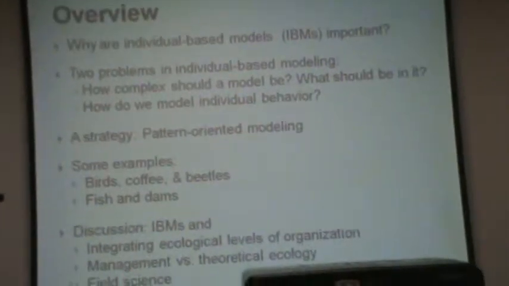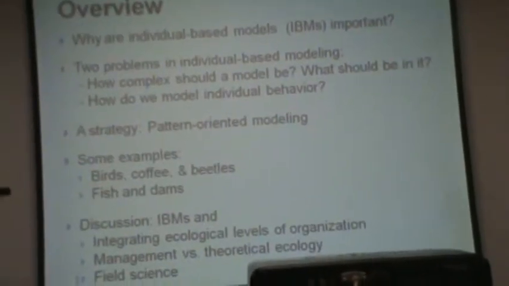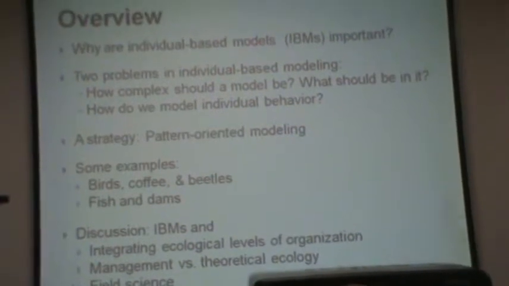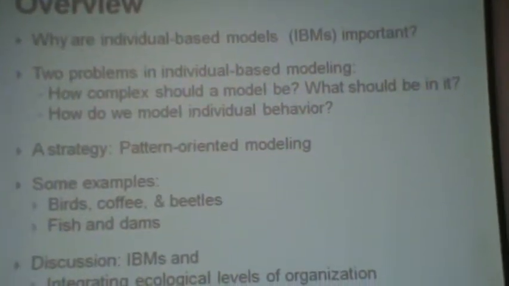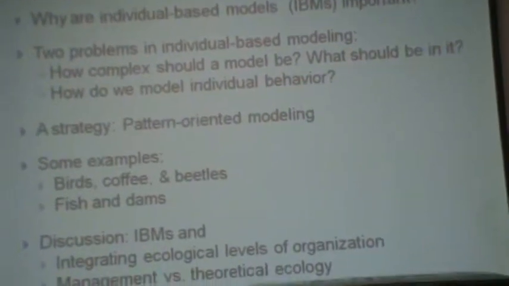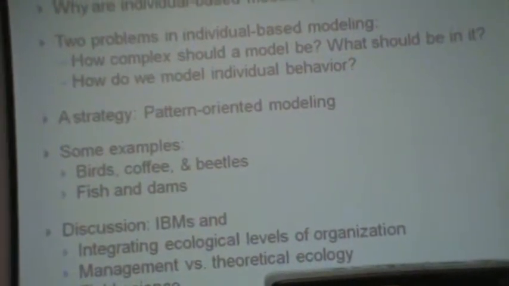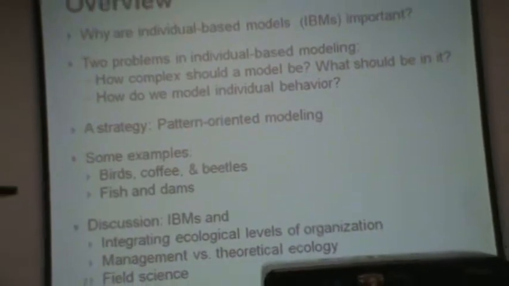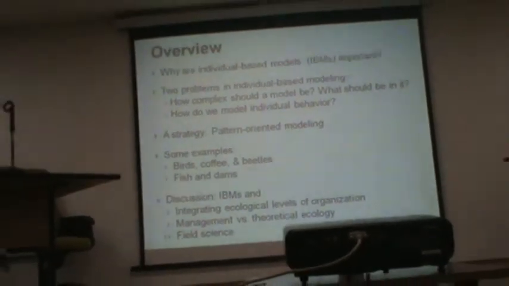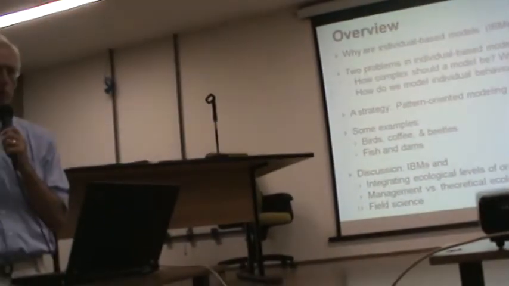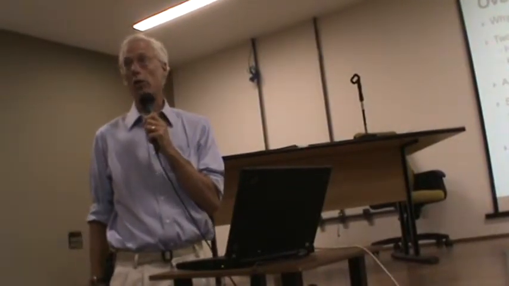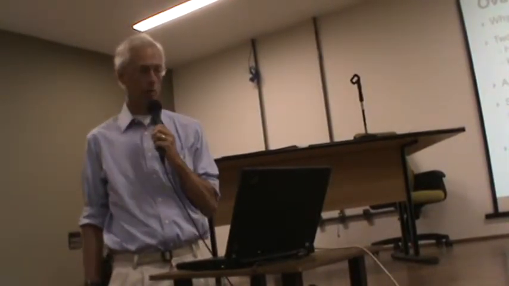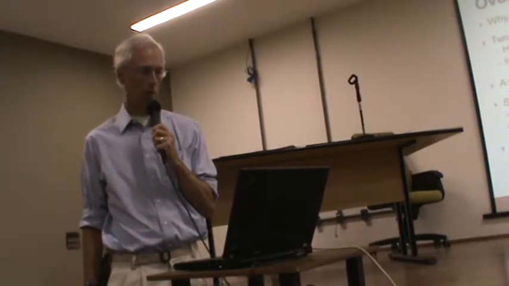All right, the two problems I'm going to talk about are, first, how complex should a model be? So if we're going to build an individual-based model, what should be in it? The second problem is how do we model individual behavior? So the most important thing about an individual-based model is that we model the behavior of the individuals, so how do we do that? And the strategy for making those decisions that I'm talking about is called pattern-oriented modeling.